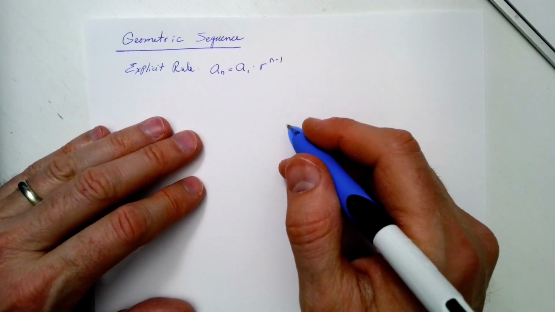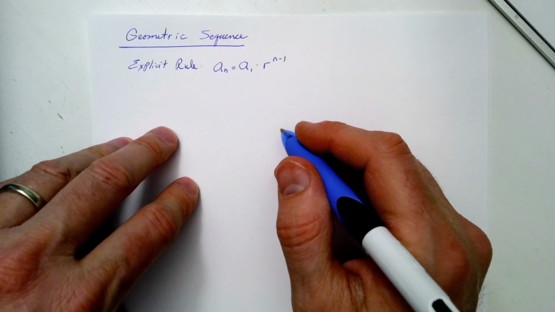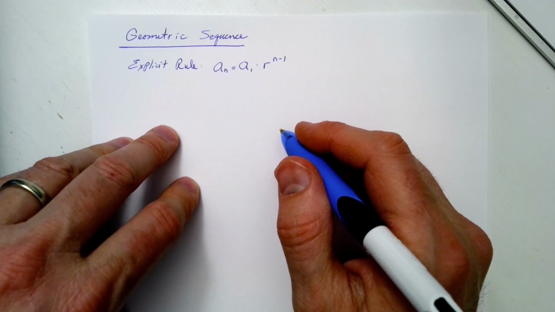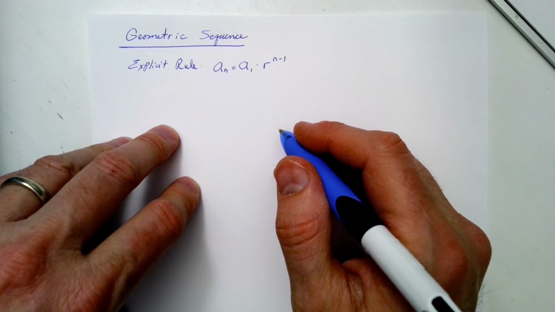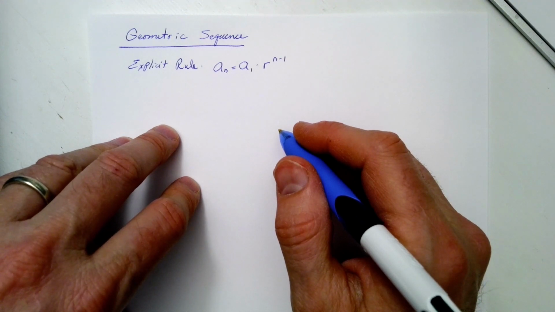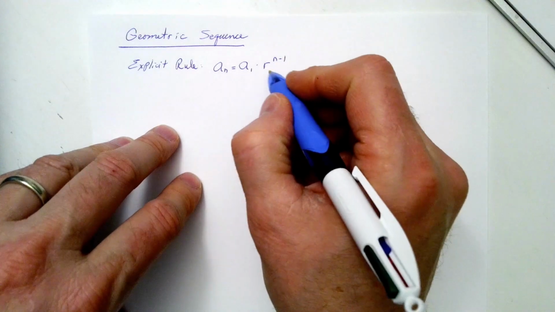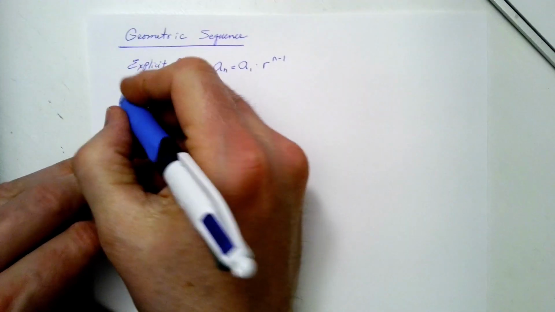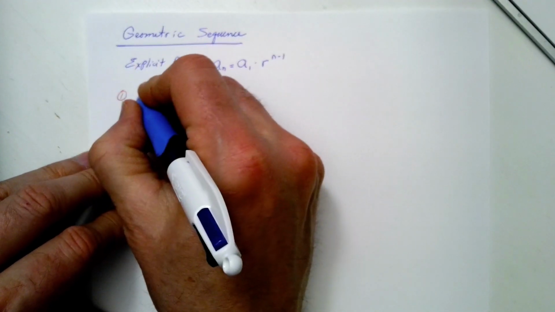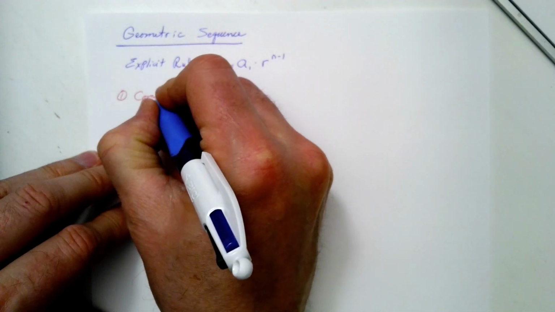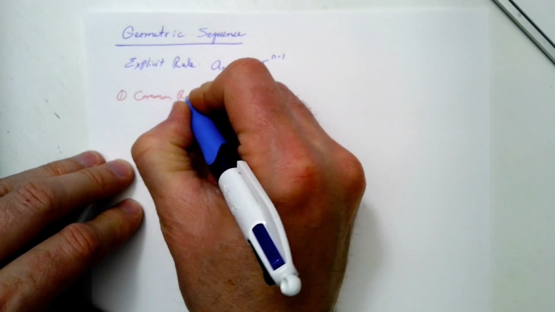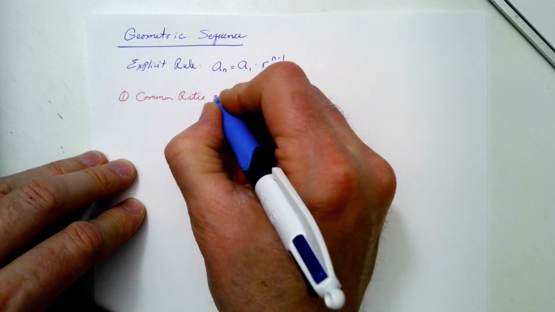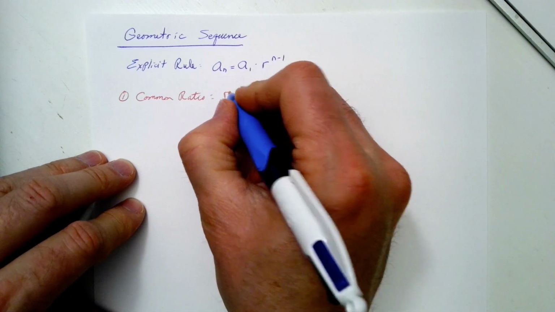So for problem number 3, it says given two terms in a geometric sequence, find the common ratio and the explicit formula. So again, the common ratio is r here. So step 1, let's go ahead and find that. Step 1, we're going to find that common ratio, and we're going to call that r, all right?